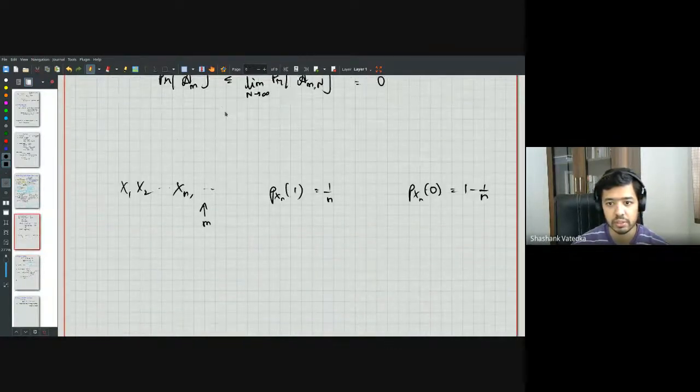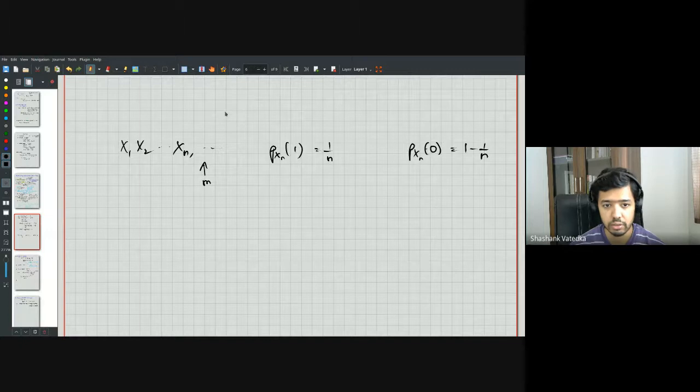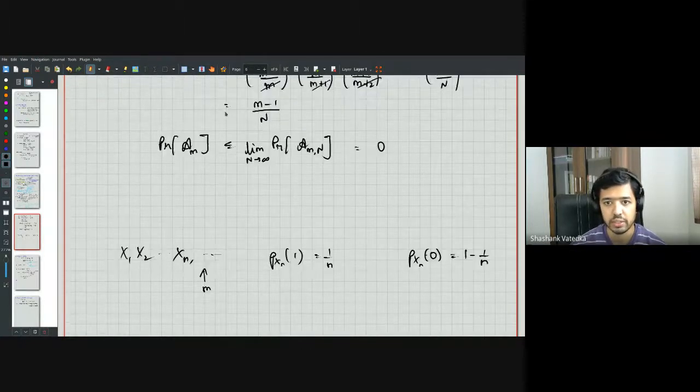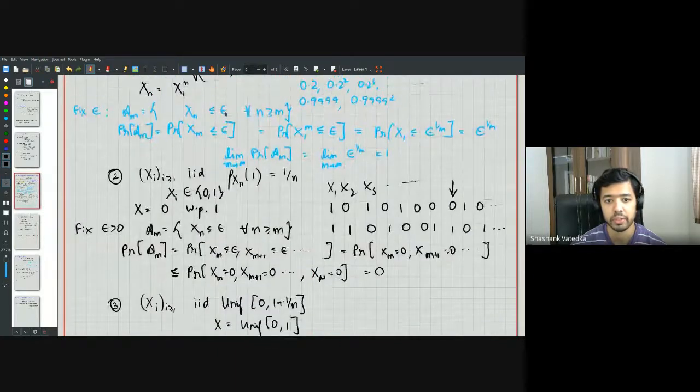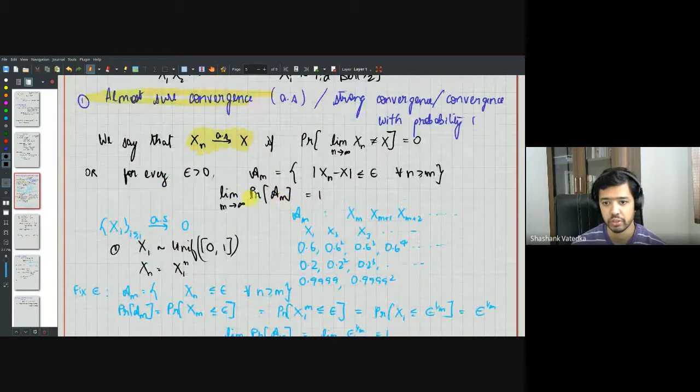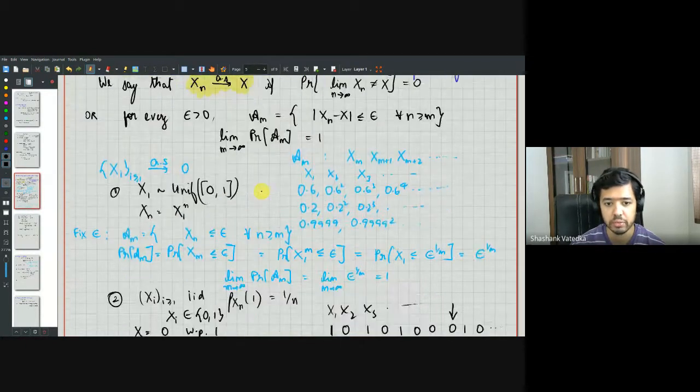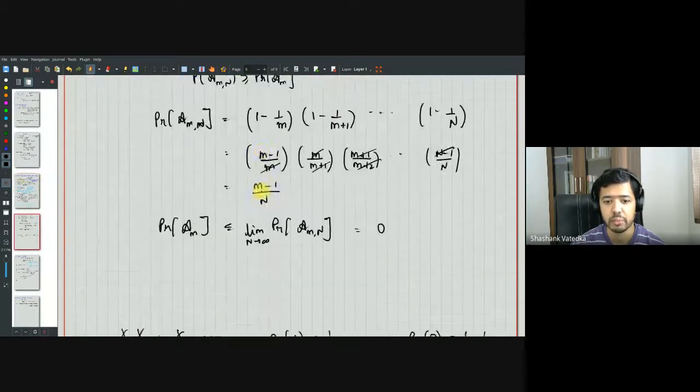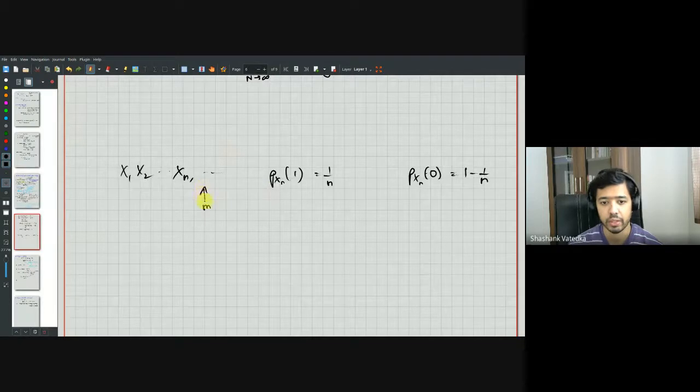So the main point here is that this sequence does not converge almost surely, that it does not satisfy the properties of this particular definition over here. And basically what is happening is that, let's look at any particular location m, and look at the sequence beyond m. So xm plus 1, xm plus 2, and so on, right?